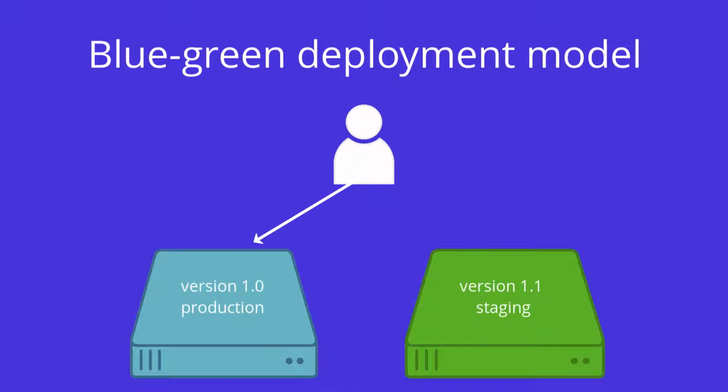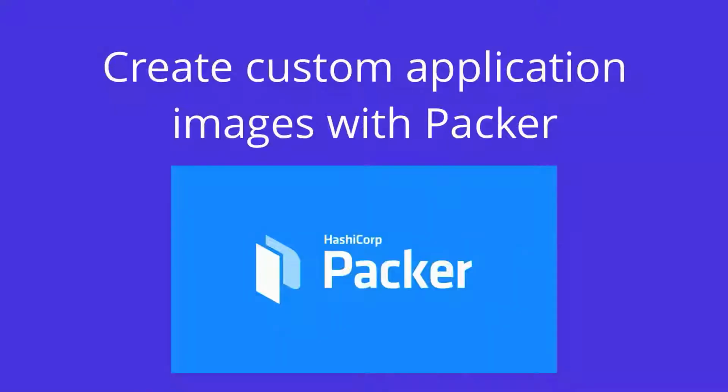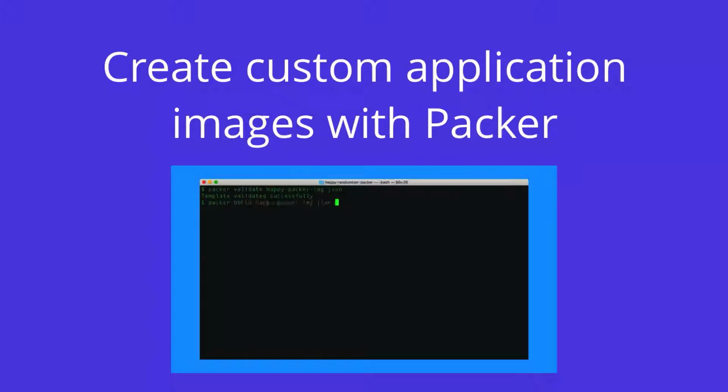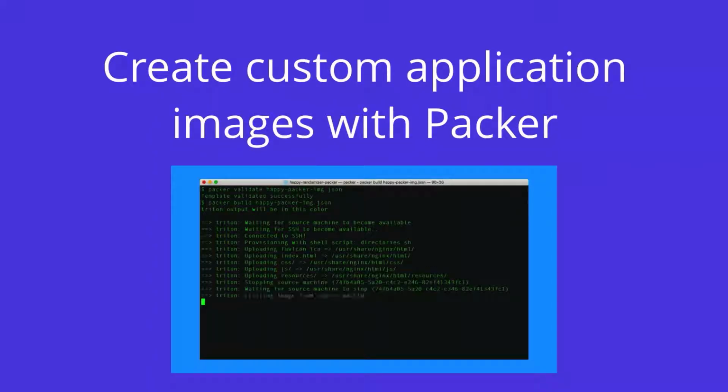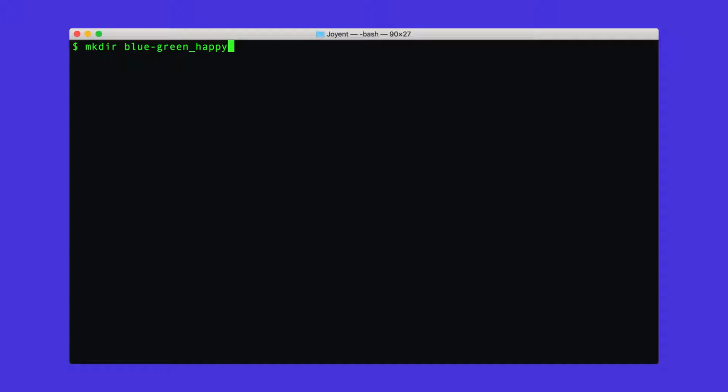We'll be starting with version 1.0 of the Happy Randomizer application for our blue deployment and version 1.1 for our green deployment. To learn more about how to create those application images, watch our video on Packer image creation. In this demo, we'll be working with 2 Terraform configuration files, variables and main.